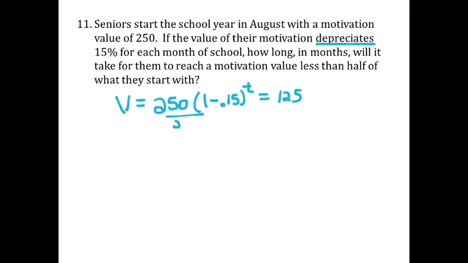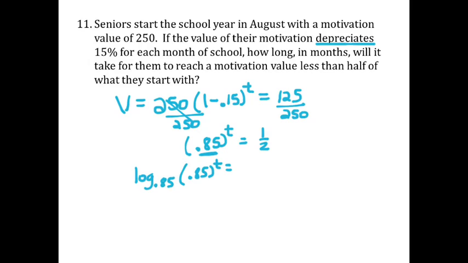First step, I'm going to divide both sides by 250. And so here on the left, 1 minus 0.15, I'm going to change that to 0.85, to the t is equal to 1/2. So now I have an exponential equation, and to undo the exponential, I'm going to use a log. The base of my log needs to match the base of my equation. So log base 0.85 of 0.85 to the t is equal to log base 0.85 of 1/2.